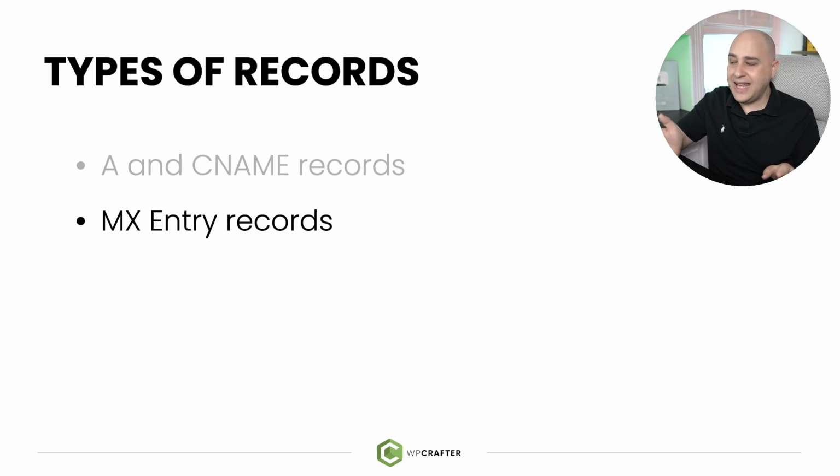And then you have what's called MX entry records, and this is for emails. So what would happen is when your email client is trying to send an email somewhere, it will go to the DNS server and say, hey, where the heck is that email server for this website address? So we're going to be adding some MX entries.